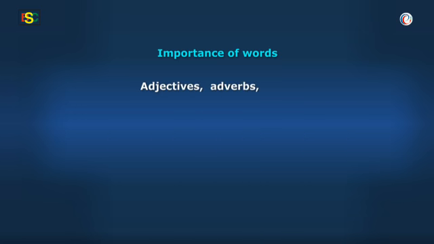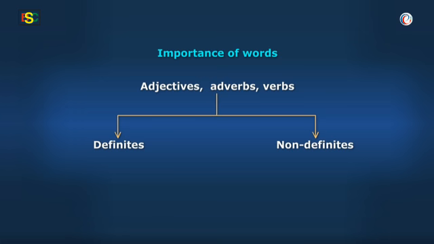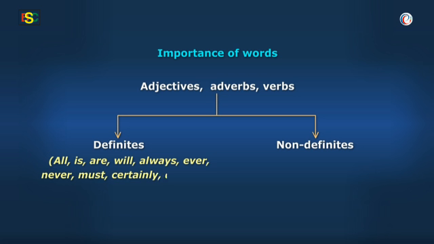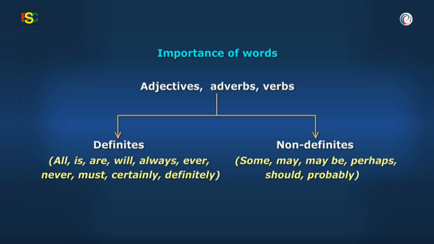These adjectives, adverbs, and verbs can be classified as: number 1, definites; number 2, non-definites. The following is a list of common definites: all, is, are, will, always, ever, never, must, certainly, definitely. And the most common non-definites are some, may, maybe, perhaps, should, and probably. Baba, I'll remember all these words while solving the questions.